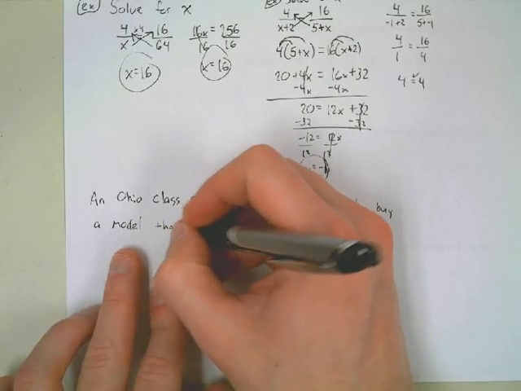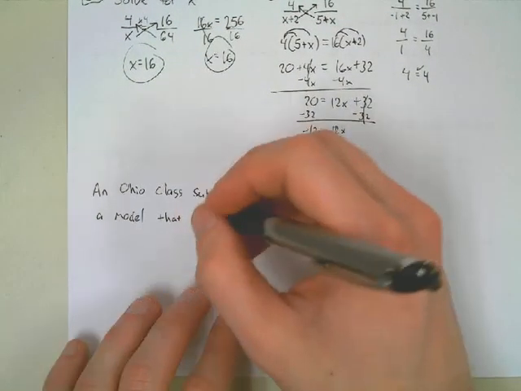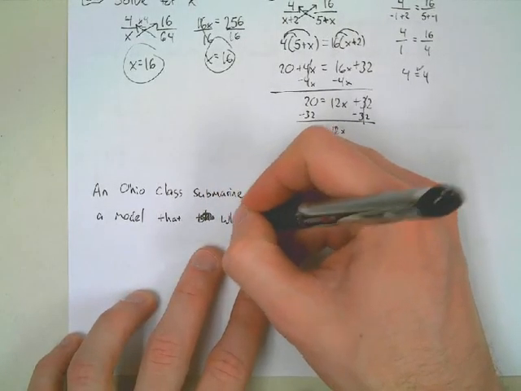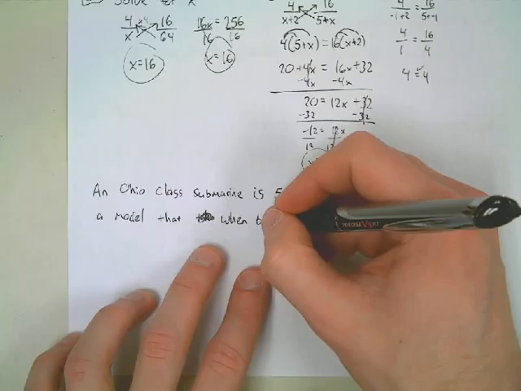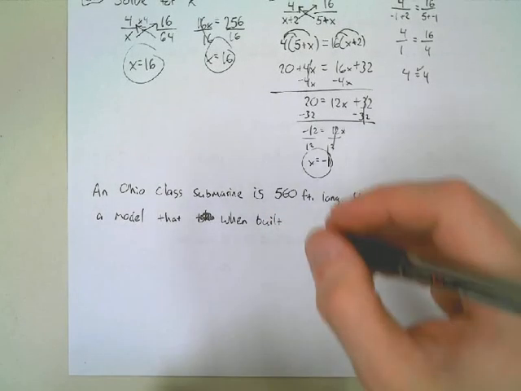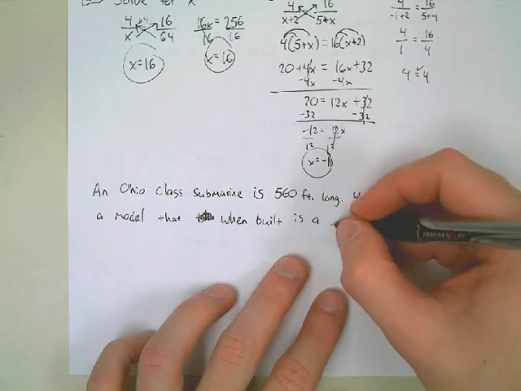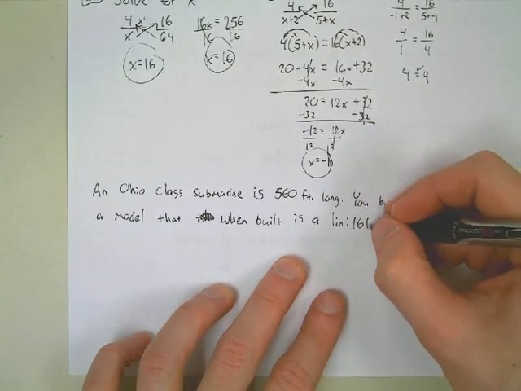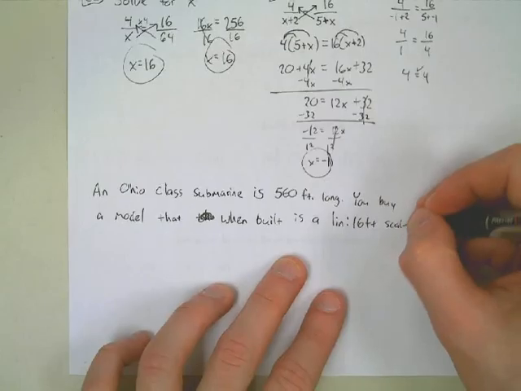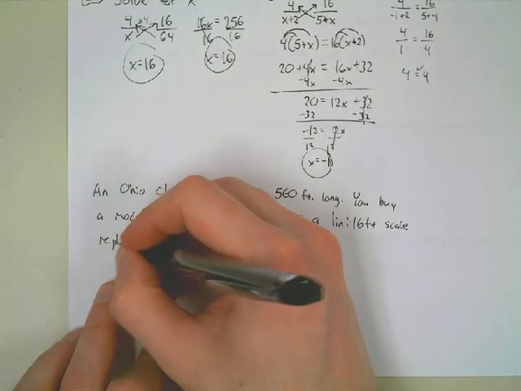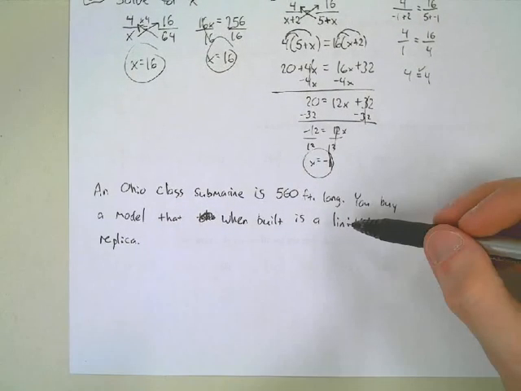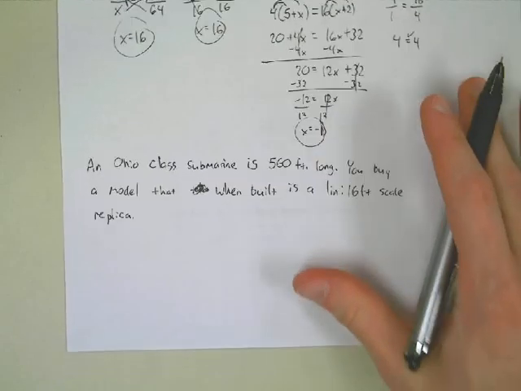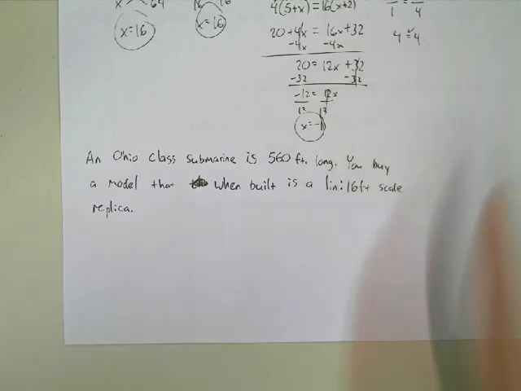All right, you buy a model that when built is a 1-inch to 16-foot scale replica. Okay, so every 1 inch of the model is 16 feet on the actual submarine. Okay, this is something that's very important to people that build models, right? They want their model to resemble the actual ship.